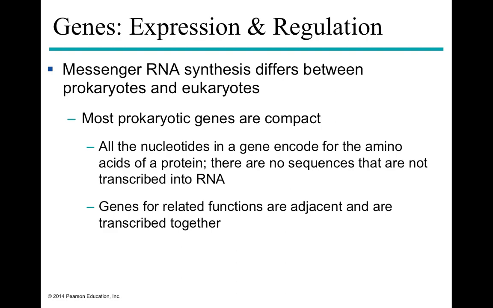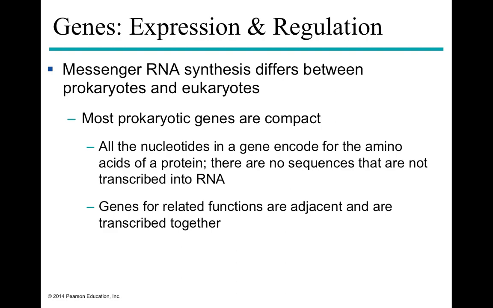Okay, so messenger RNA synthesis is drastically different between prokaryotes and eukaryotes. Everything that I've been talking about, when I say leave the nucleus and go out into the cytoplasm, that's all eukaryotes, because prokaryotic cells don't even have a nucleus. Prokaryotic genes are a lot more compact, and they're generally all adjacent to one another. Genes for related functions are going to be A, B, C, D, all in a line. That is not necessarily the case for eukaryotic cells.